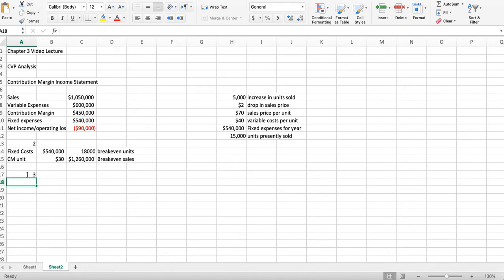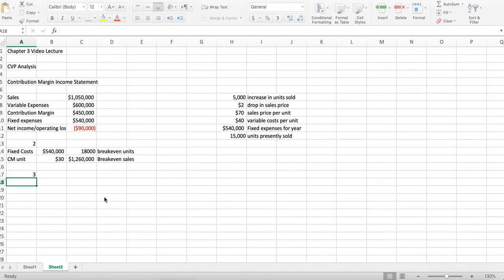Then in number 3, it says, referring to the original data, I'm sorry, that's number 4. Number 3, how many units would have to be sold each month to earn a target profit of $90,000? It asks us to use the formula method, and to verify our answer by preparing a contribution format income statement at the target sales level. I looked at the wrong number 3.